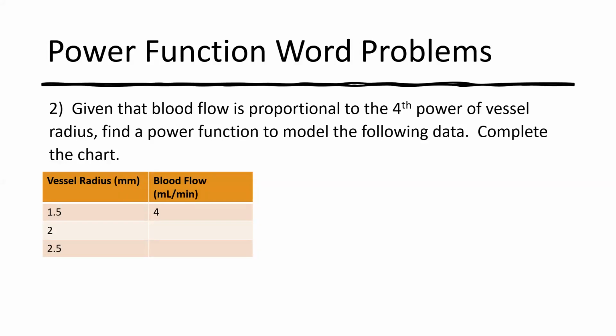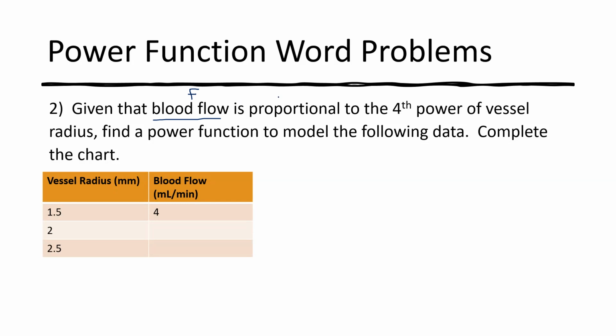Here we are taking a look at a power function word problem. As I read the word problem, it says, given that blood flow is proportional to the fourth power of vessel radius, find the power function to model the data. As I read this, blood flow is the first variable that I encounter. I'm going to use S for blood flow.